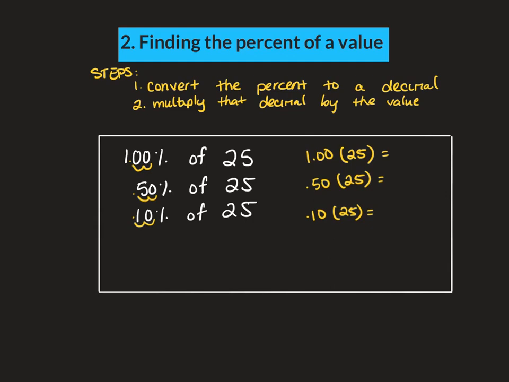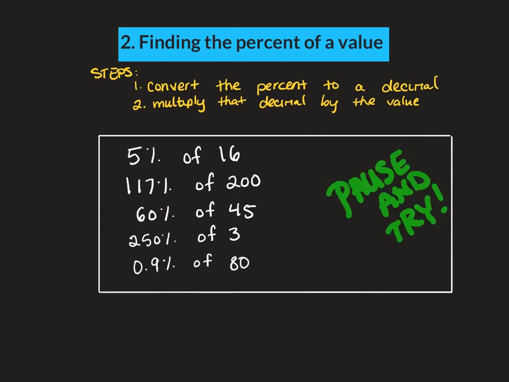1.00 times 25 gives us 25. 0.50 times 25 gives us 12.5. And 0.10 times 25 gives us 2.5. These are the same answers we found using the fraction version, but this method of using the two-step process will make things a lot easier when, again, we have more complex questions. Let's try a few now.